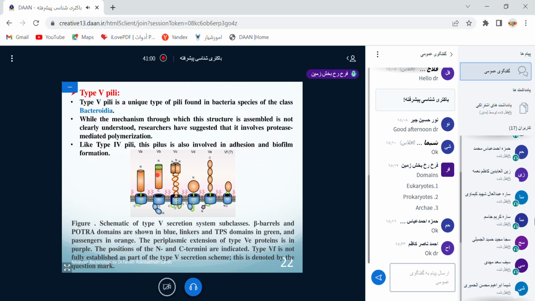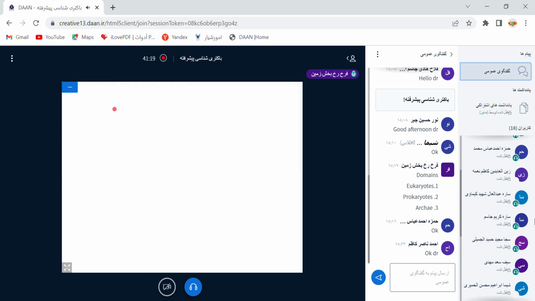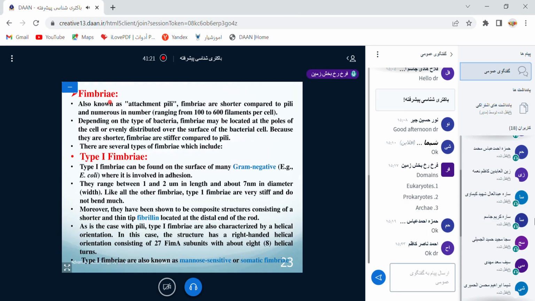You can see different subclasses of type 5 pili. Mostly they have many similarities with a few differences. You can see their structure. After pili, it is now the time to talk about Fimbria.